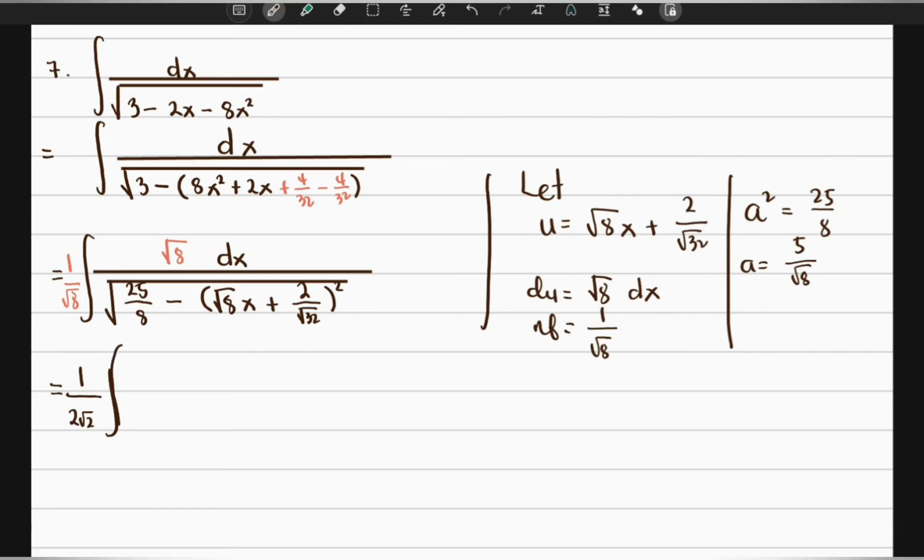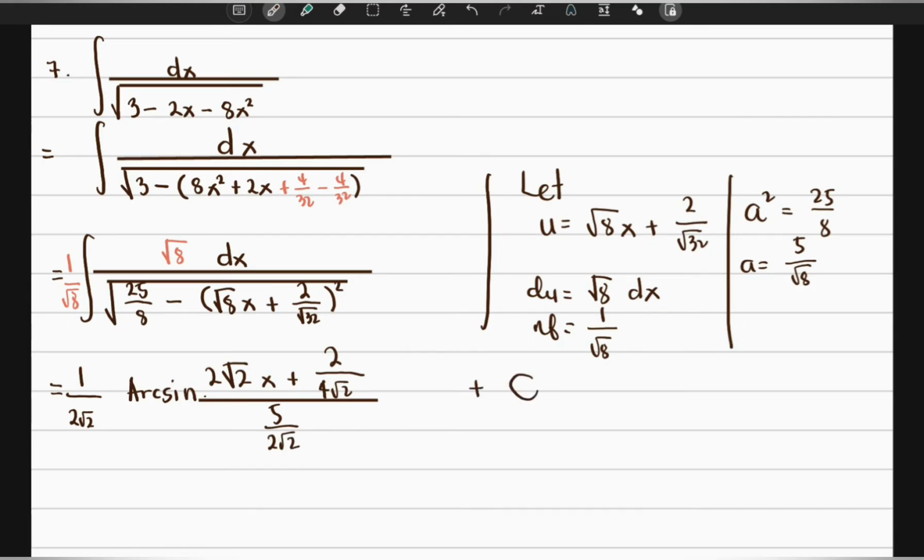Tapos, pwede na tayo mag-integrate. So, alisin ko na to. Okay, ang integral niyan ay arcsine u. So, 2 square root of 2x plus 2 over, yung 32 ay equal sa 4 square root of 2. So, arcsine u over a. So, yung a natin ay 5 over 2 square root of 2 plus c.